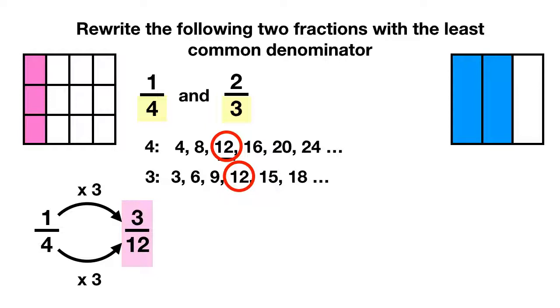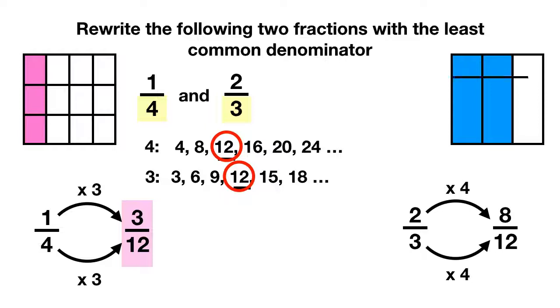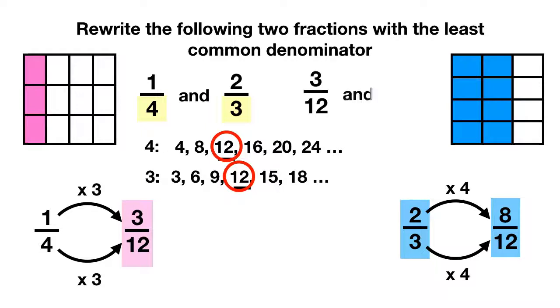We can do the same thing with 2/3. Well, to turn 2/3 into something out of 12, you think, 3 times what equals 12? Well, 3 times 1, 2, 3, 4. So we multiply 3 times 4, and we have to do the same on top. 2 times 4 equals 8. 2/3 is the same as 8/12. So to rewrite our fractions, all we need to do is rewrite 1/4 as 3/12 and 2/3 as 8/12.